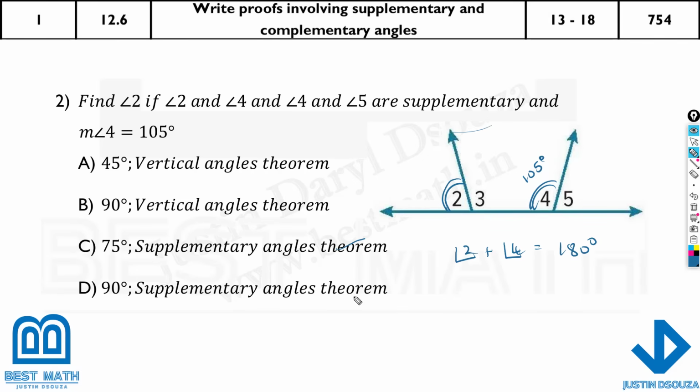So here it should be either this or this. But what is the actual angle? It's not 90. Why? Because over here they have told 105. That's equal to 180. And this is what we are solving for. I'll just take it as x. So it'll be 180 minus 105. That's going to be 75 degrees is the correct answer. That's supplementary angle theorem, and 75 degrees. Option C is the correct one.